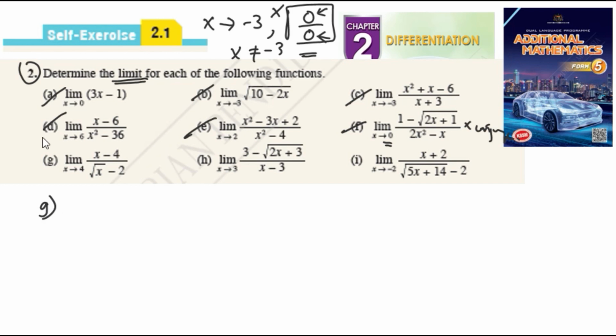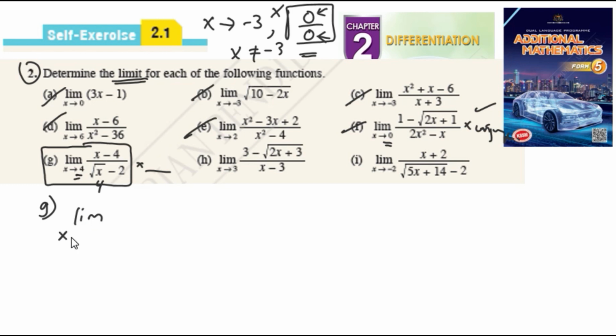So for G here, you cannot factorize this, and when you substitute 4 here, the square root of 4 is 2, so you get 2 minus 2, you will get 0. So this cannot be done. So what you can do with this one is multiply with the conjugate, same as what we do with F. But then we do the conjugate below to remove the square root.